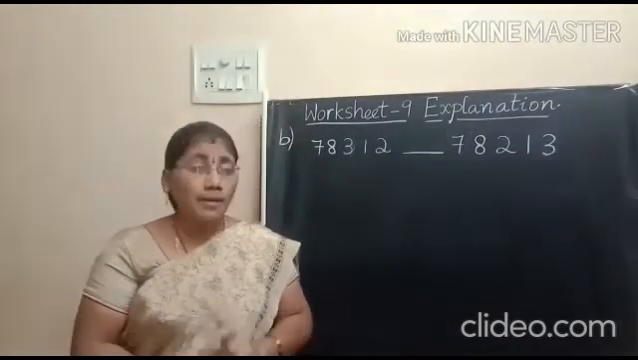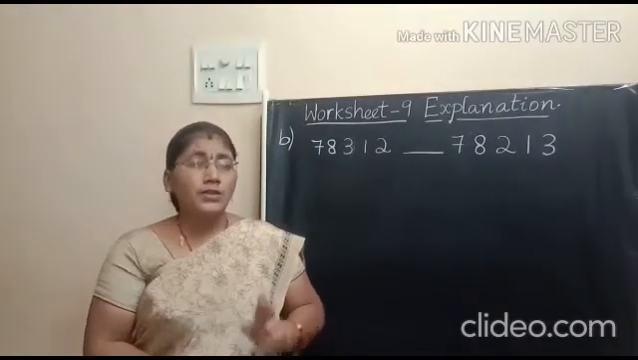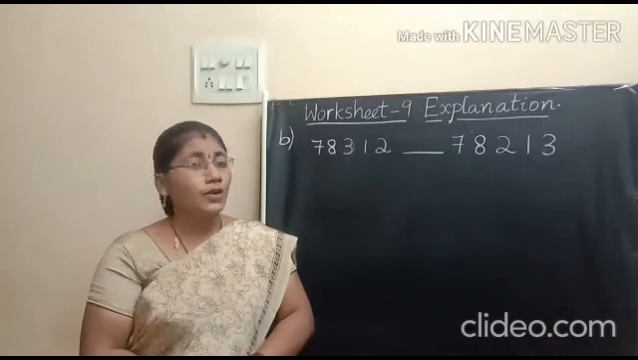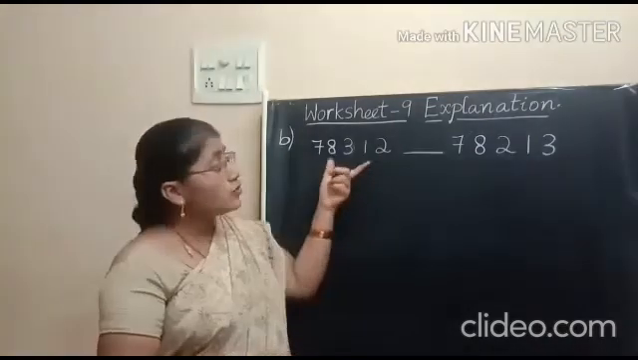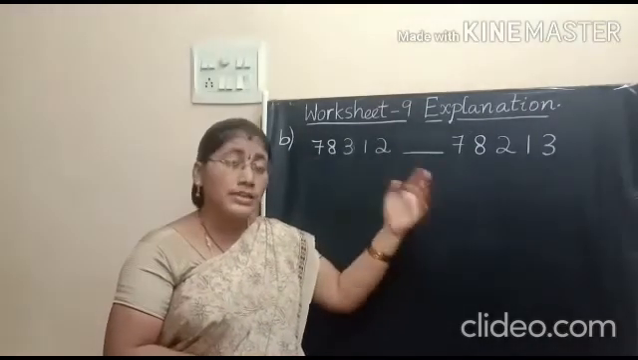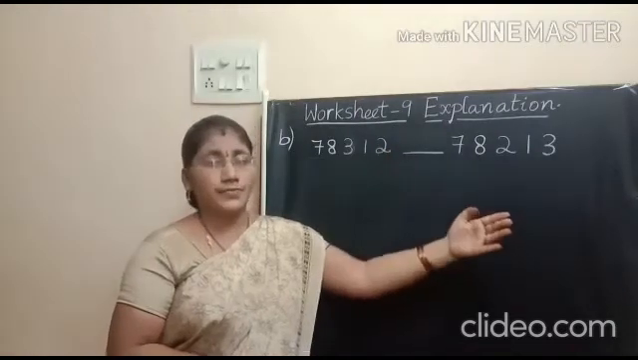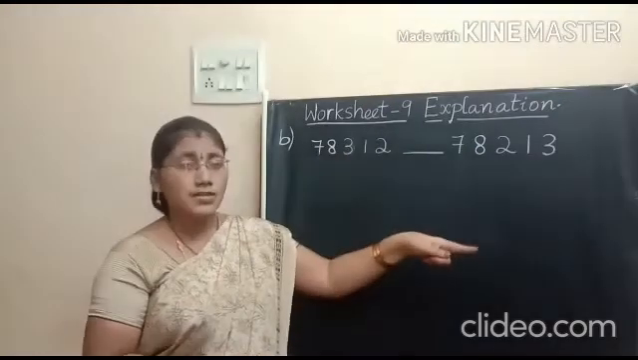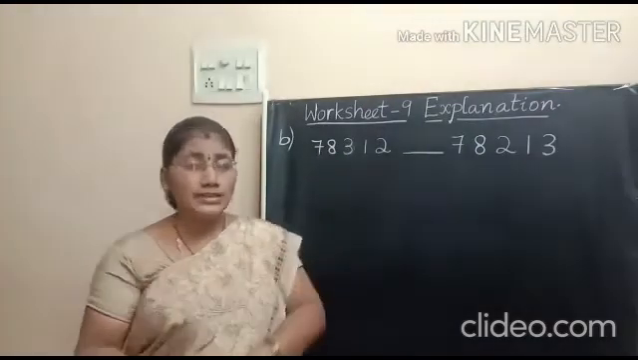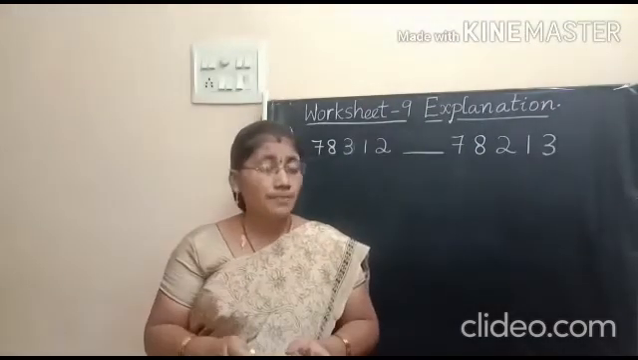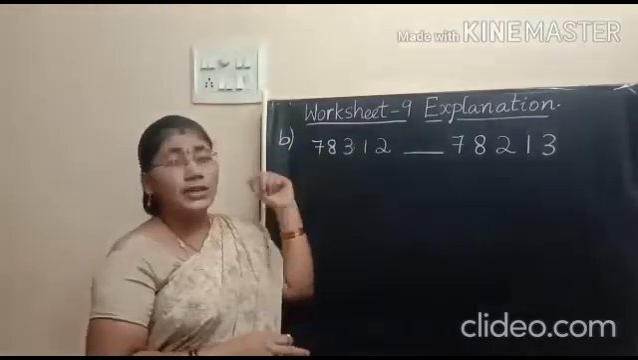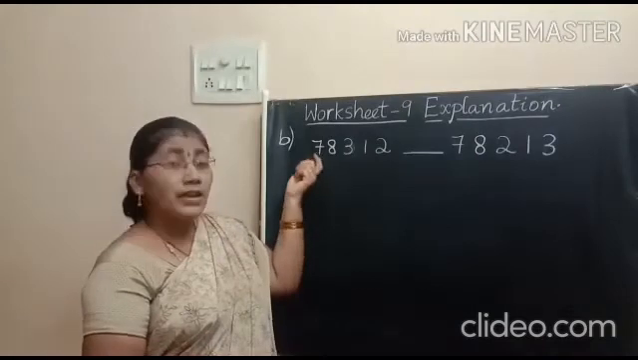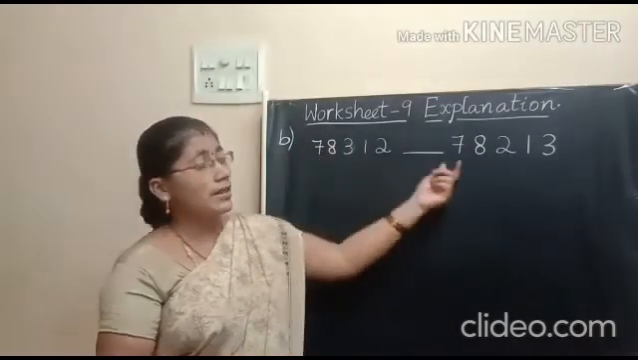Now, we are comparing two numbers with the same number of digits. In this situation, what we have to do? We have to compare these two numbers digit by digit. While comparing digit by digit, we should start from the leftmost digit of the number. Understood, children?